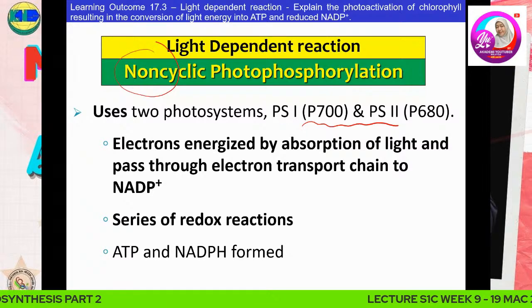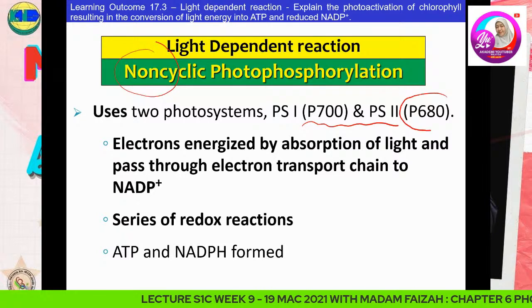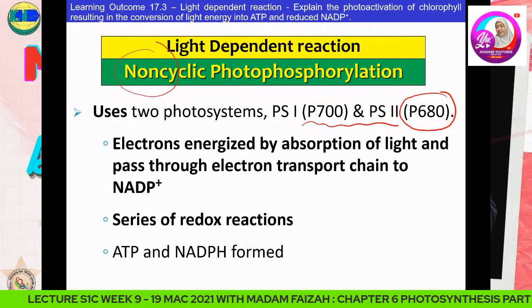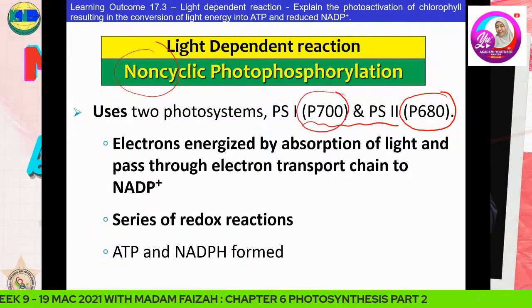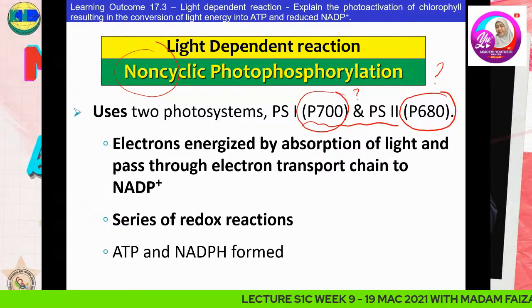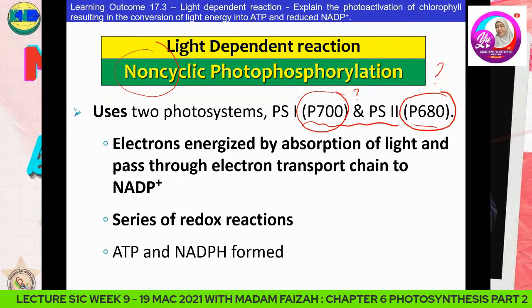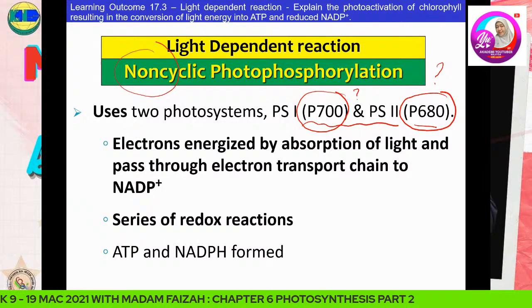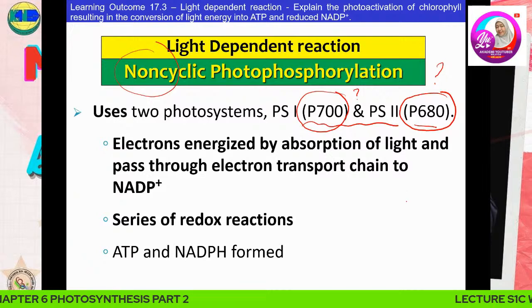Okay, just have a look for a while. PS2 is sometimes labeled P680 and PS1 is labeled P700. So where do you think scientists get these numbers? Whatever it is, you have to go back to the concept of the spectrum of light that we have discussed before this. Actually, we have a very narrow visible light, RGB: red, green, blue.